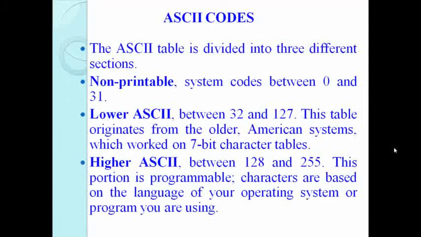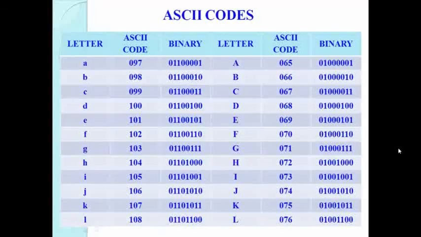Now higher ASCII codes, between 128 and 255. This portion is for programmable characters, based on the language of your operating system and the programming you are using. Now ASCII code is a 7-bit code whereas EBCDIC is an 8-bit code. So ASCII code is more commonly used worldwide, while EBCDIC is used primarily in large IBM companies.